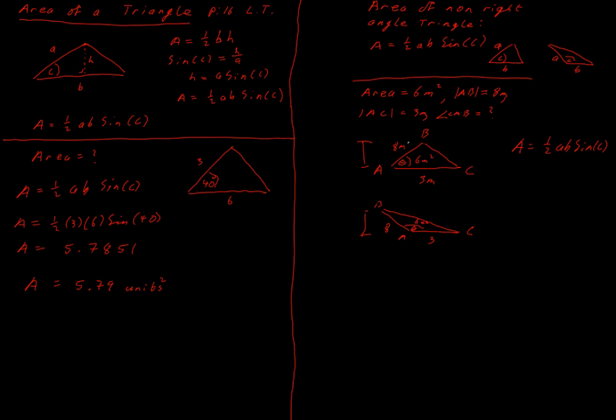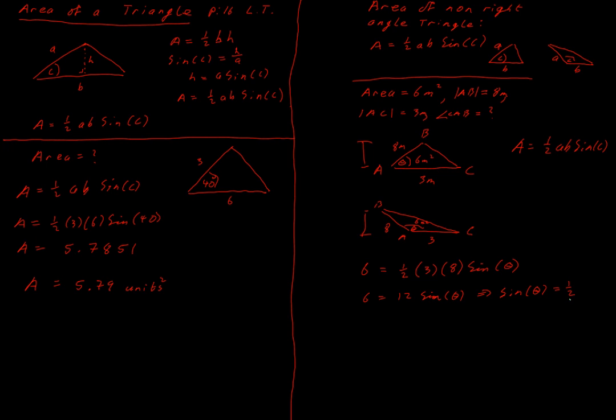Now, let's just sub into our formula naively, and we're going to have area. I've written down my formula here, so I'm subbing in. Area is equal to 1/2 on 3 on 8 on sine theta, and I'm looking for theta, so I end up with 6 is equal to 12 sine theta. Rearranging, sine theta is going to be equal to 1/2.